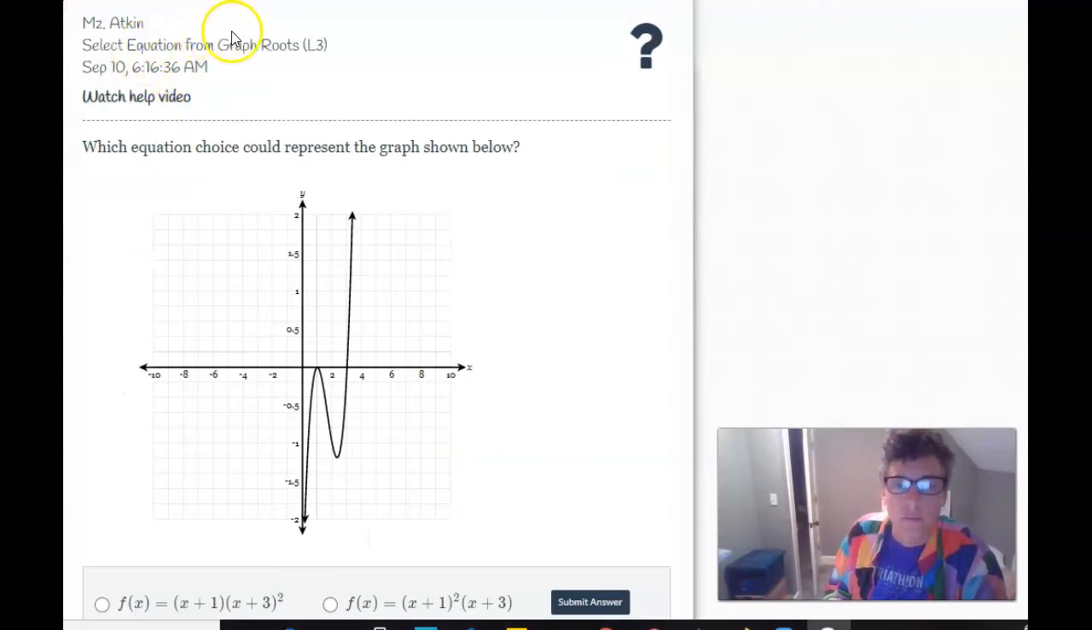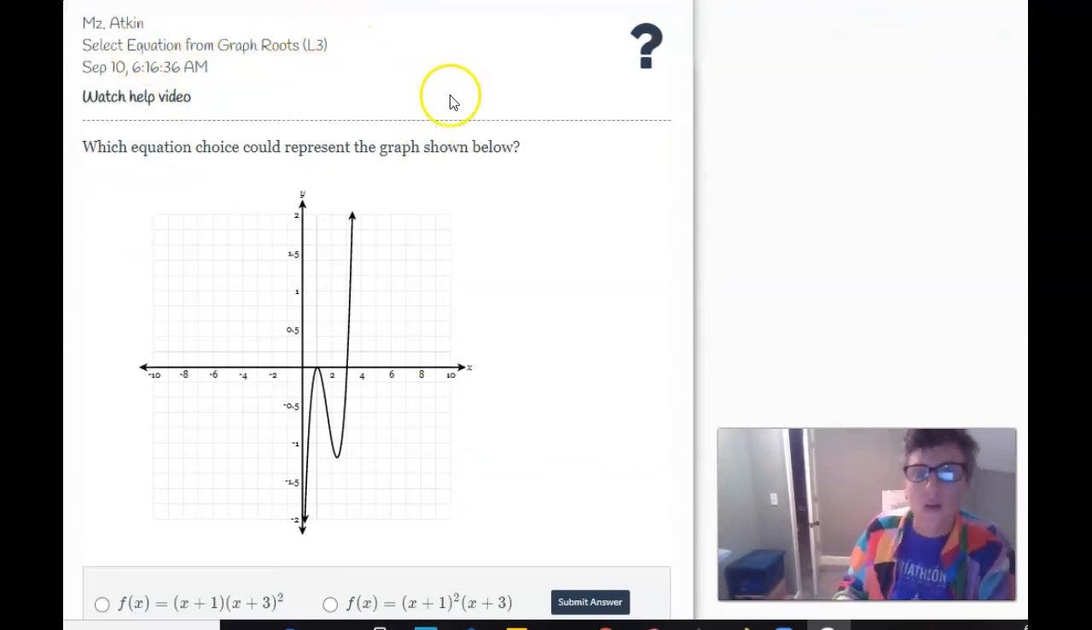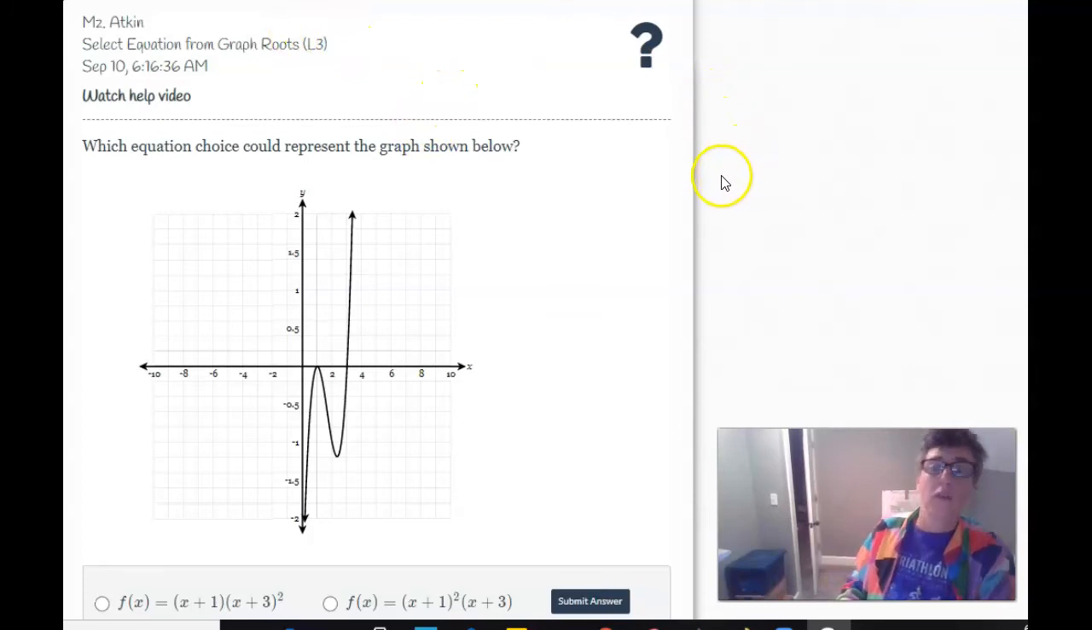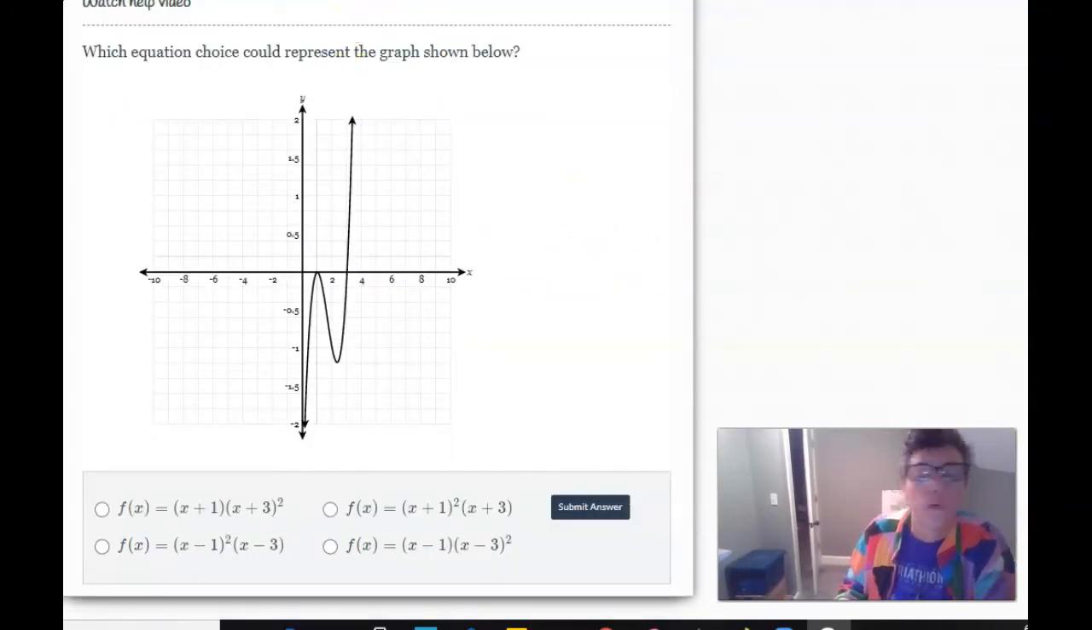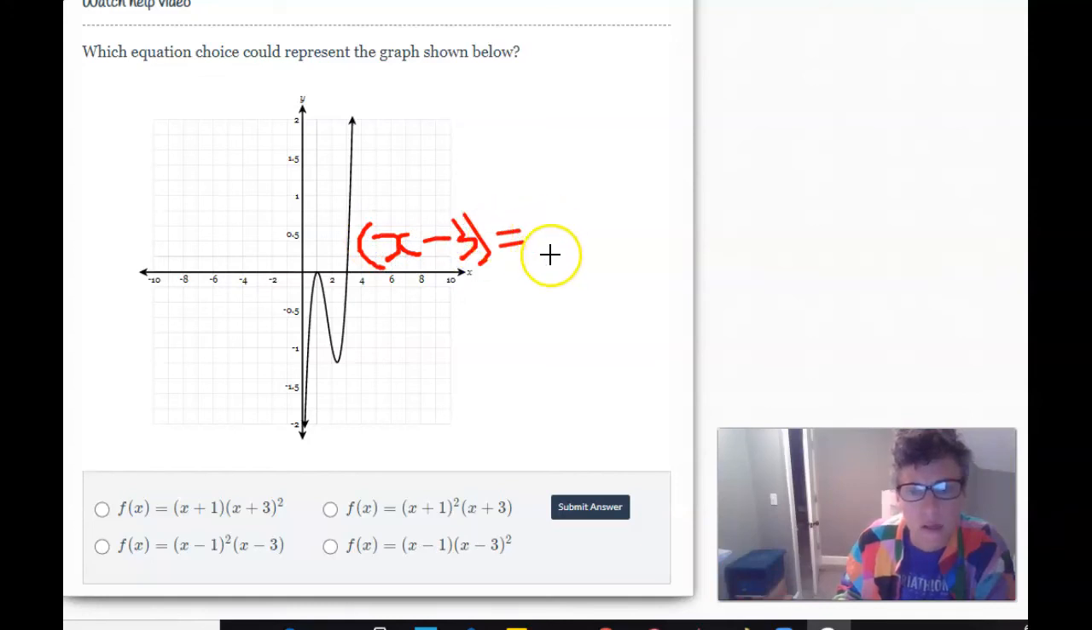Select equation from graph roots level 3. Which equation choice would represent the graph below? Good thing we're a bunch of geniuses over here. Let's see what we got. We've got a root here at 3. It's going straight through. There's a multiplicity of 1, so that must have come from the factor x minus 3, right, equaling 0. Cool, I see that, x minus 3.